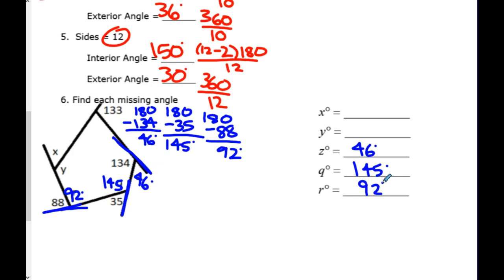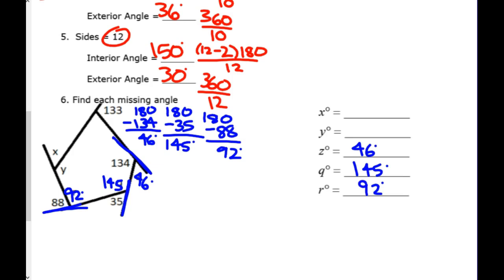Alright, so now x. How do you think we can figure out x? We don't actually need to find this angle over here. But now we're looking for x and y. Is x an interior or an exterior angle? Exterior. Do we know what the exterior angle should add up to? 360.